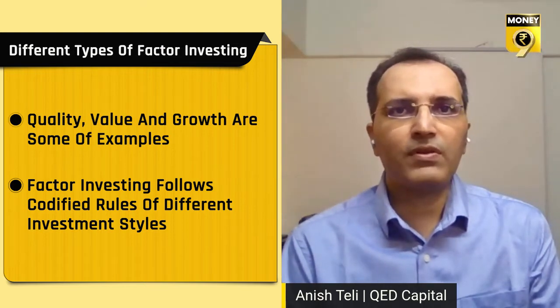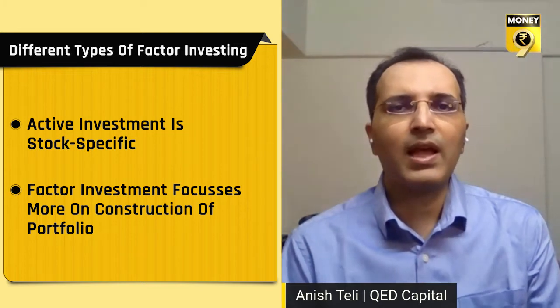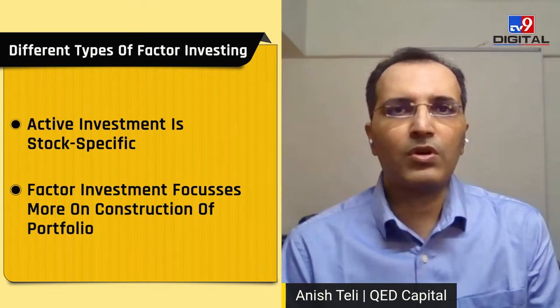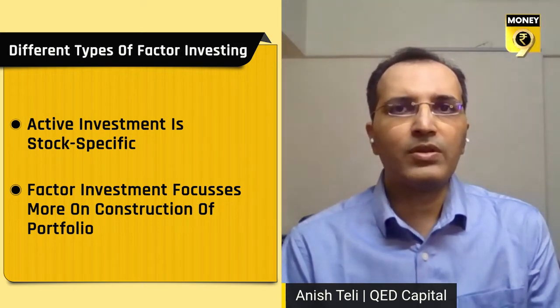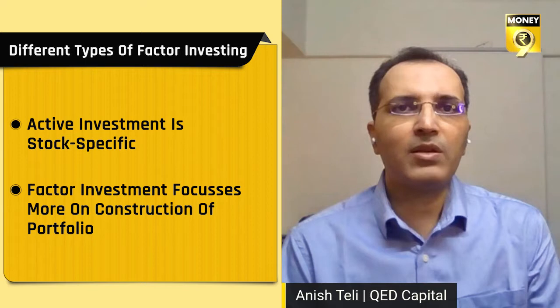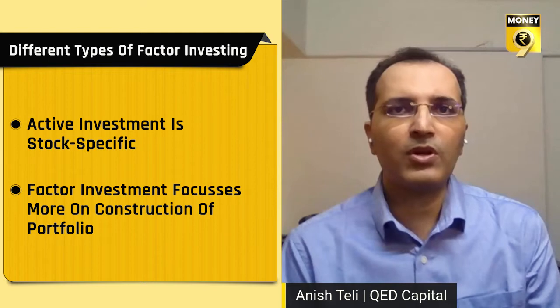We have a set of codified rules. So, for example, if somebody is a quality investor, he or she will define their metric as return on equity or return on capital employed. If somebody is a value investor, they will define their metric as price to earning or price to book or price to sales, and then they will construct a portfolio based on those codified rules or numbers. So there is no discretion and there is no decision to be made when you are implementing the portfolio. All the discretion and decision making goes into the portfolio construction.